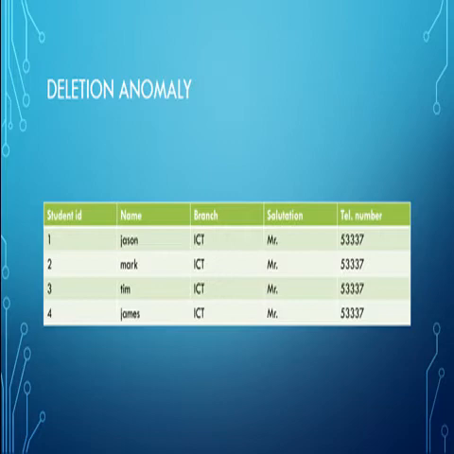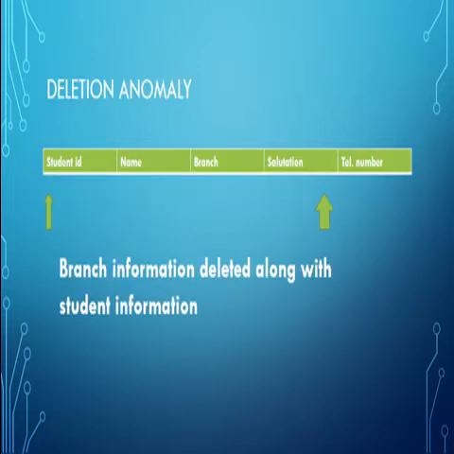Now, if we start deleting student information, the branch information is also deleted simultaneously. And when we delete the last student row from the student table, we also unintentionally delete the branch information. So now we don't have any student information, and we also don't have the branch information because we deleted it, which leads to deletion problems and is also known as deletion anomaly.